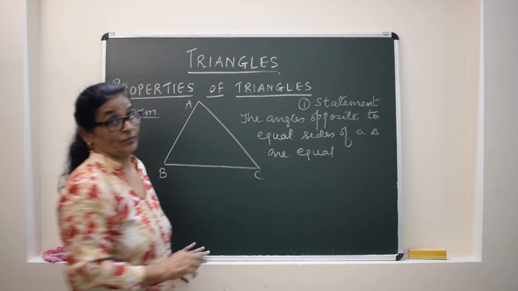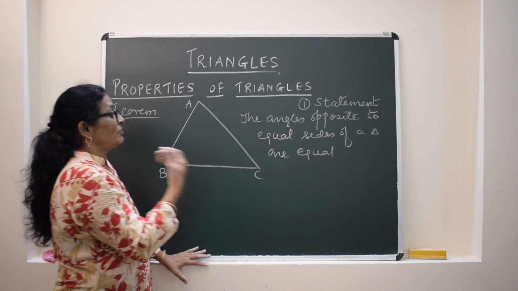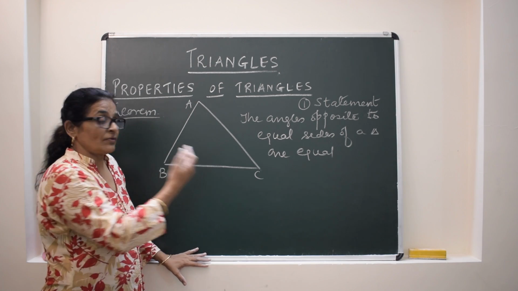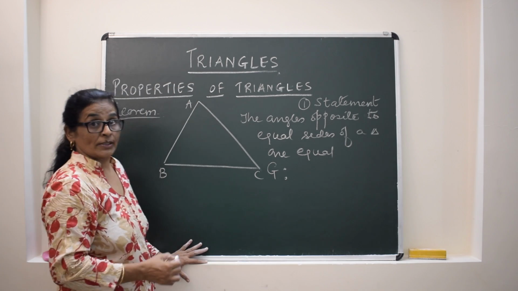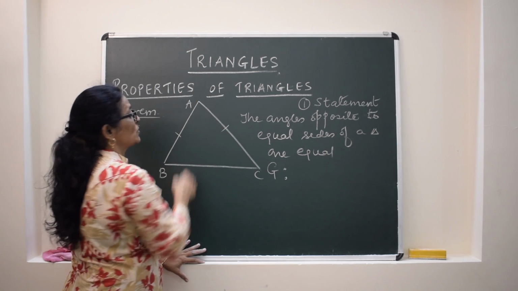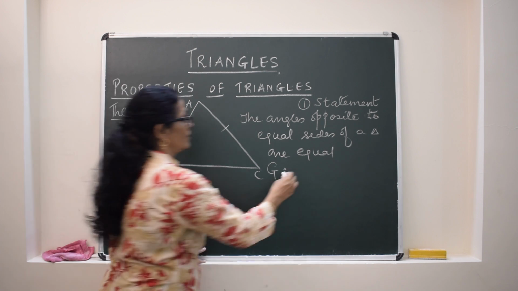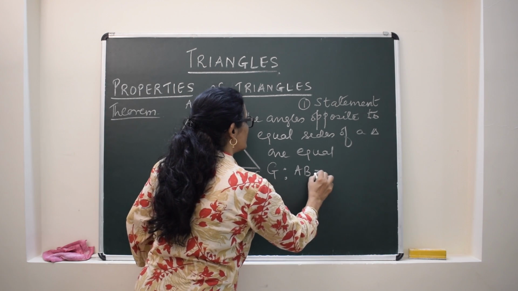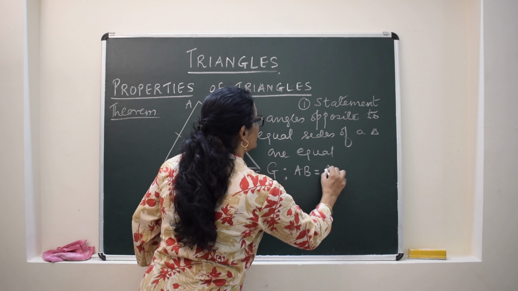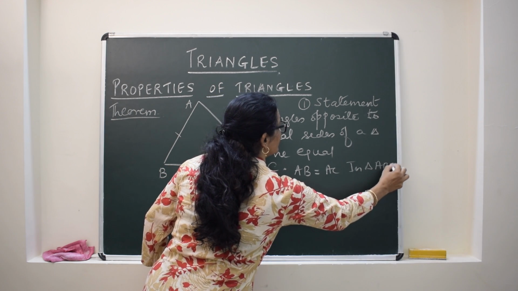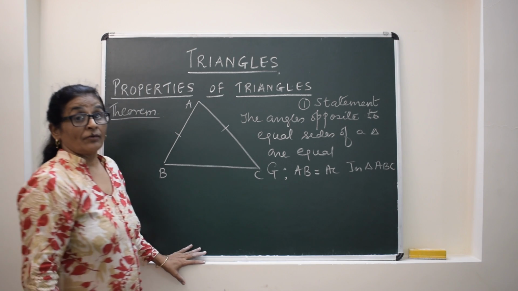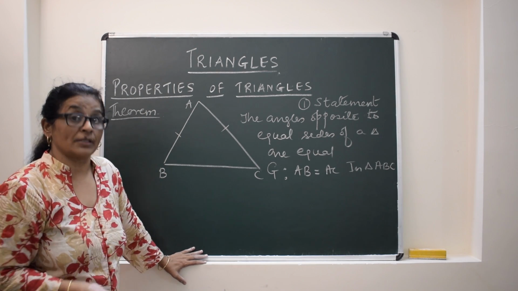This we have to prove. So, there may be a construction. First, we will write the statement. Symbolically, we will write what is given to us. Given is these two sides we are taking equal. So, symbolically, we will write AB is equal to AC in triangle ABC.